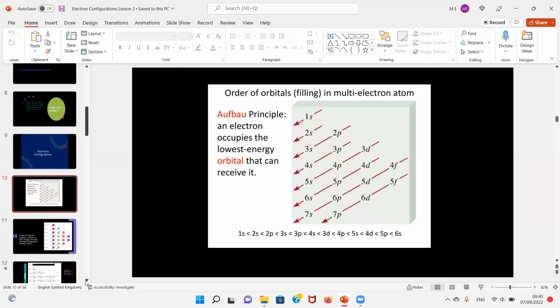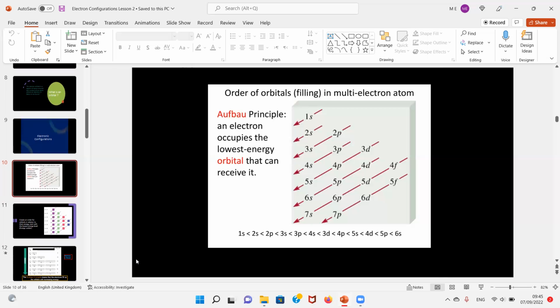So this is the first principle that we have to take into consideration. And this basically is the order of energy levels. The 1s has lower energy than 2s, which has lower energy than 2p, which has lower energy than 3s, then 3p, etc.